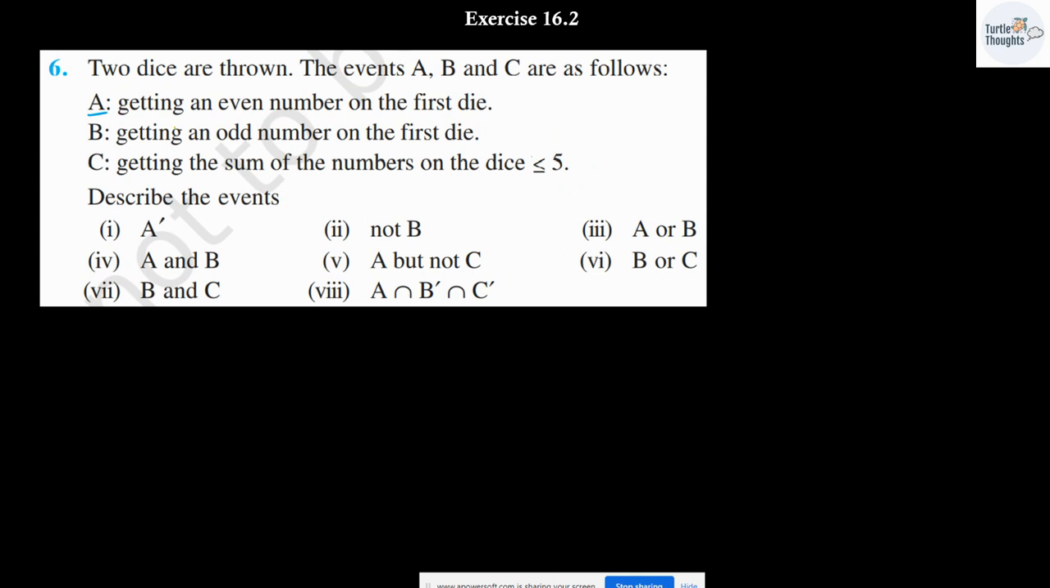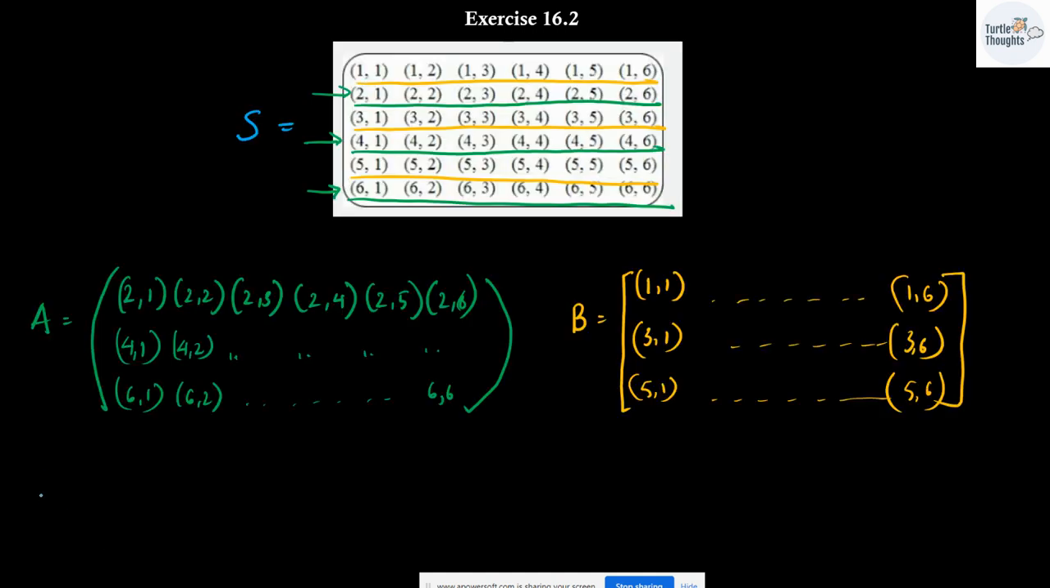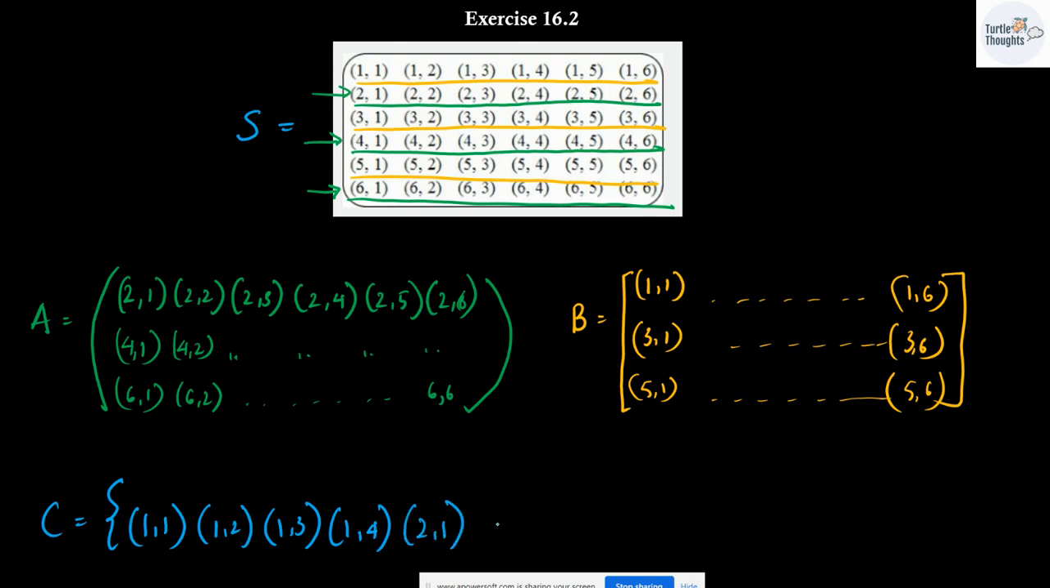Next, we have C, getting a sum of numbers on the dice which is less than or equal to 5. So let me write C. 1 comma 1 is 2, which is less than or equal to 5. 1 comma 2, 1 comma 3, 1 comma 4 are possible, 1 comma 5 not possible. Then 2 comma 1, 2 comma 2 possible, 2 comma 2 is 4, yes, possible.